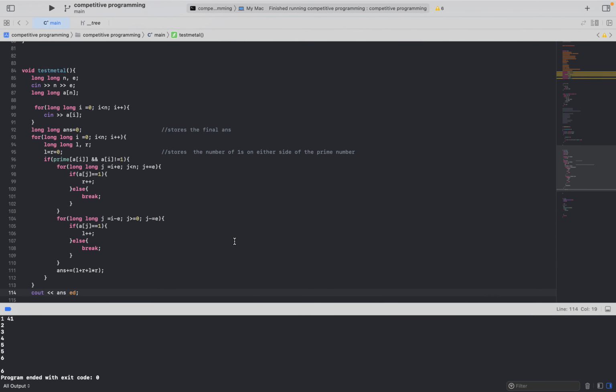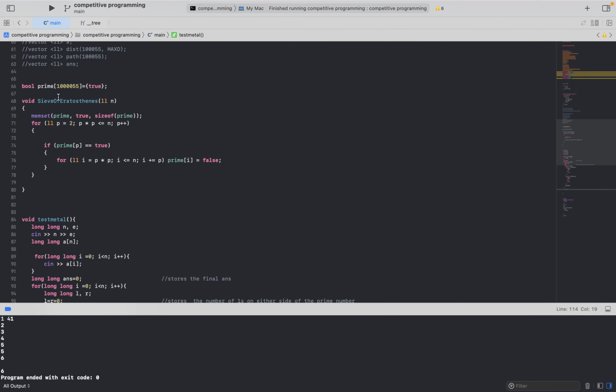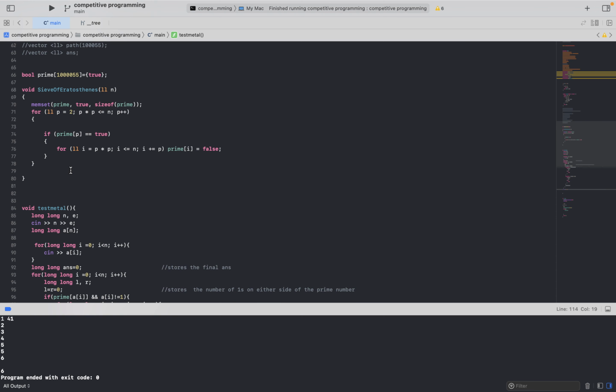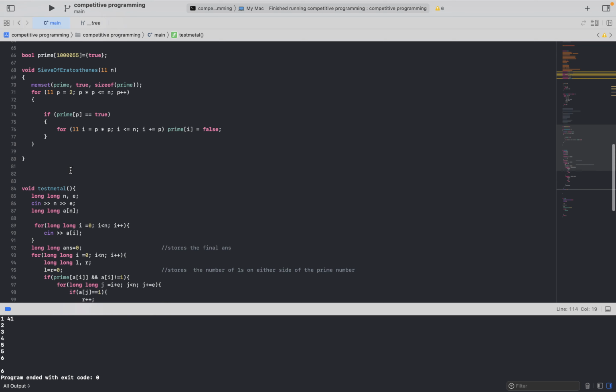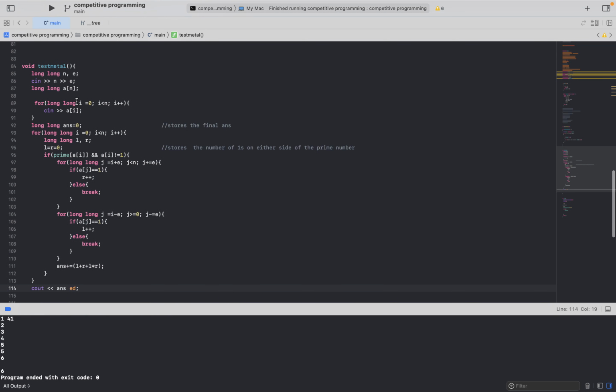Now let's move on to the implementation of our solution. Here I have declared a boolean array prime which maintains whether a number is prime or not. I have precomputed all the primes that lie between 1 and 10 to the power 6 using the Sieve of Eratosthenes. Now coming to the main part, we have declared variables n, e and an array a of n elements. We have declared and initialized a variable answer which would store the final answer to our problem.